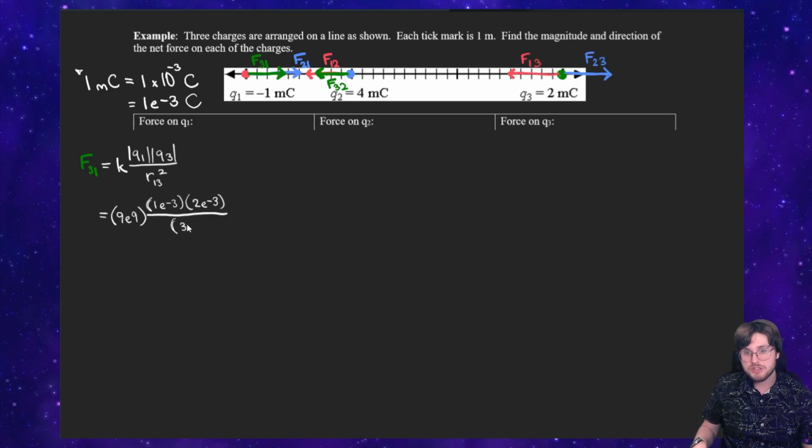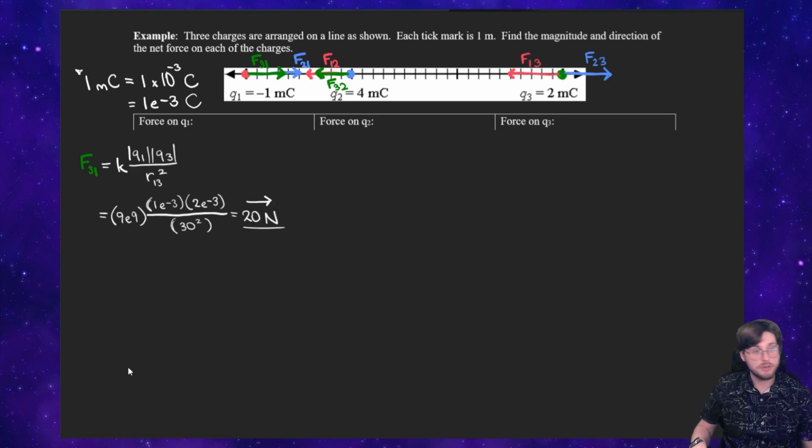It seems like a large distance, but you'll find when these numbers evaluate that it really is a surprisingly high amount of force given that distance. This value evaluates to about 20 newtons of force between charges 1 and 3. And we already indicated up here that this force should be acting to the right. So I'm going to draw a little arrow indicating that that force is 20 newtons to the right. That is our first force done.